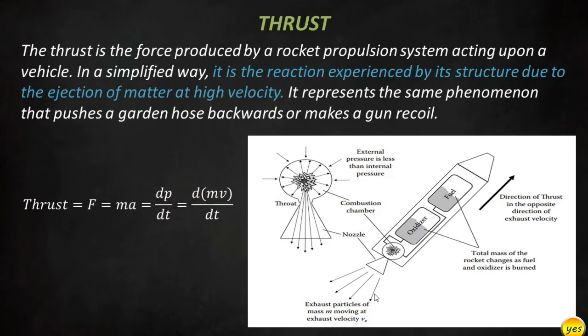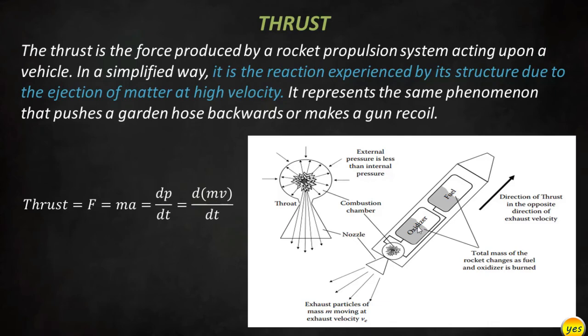So if thrust is a force, and we know that force, according to Newton's second law of motion, is equal to ma, the mass times the acceleration, or in other words, it is the change in the momentum over time, or the time derivative of the momentum. And we know that momentum is the product of the mass times the velocity, and therefore we're talking about the time derivative of the product mv, the mass times the velocity.